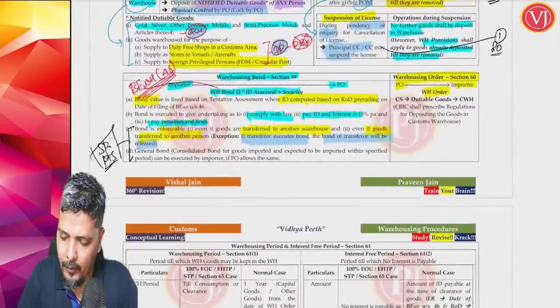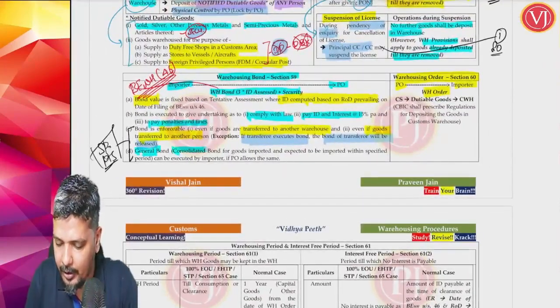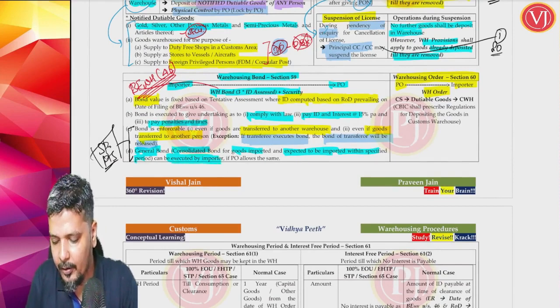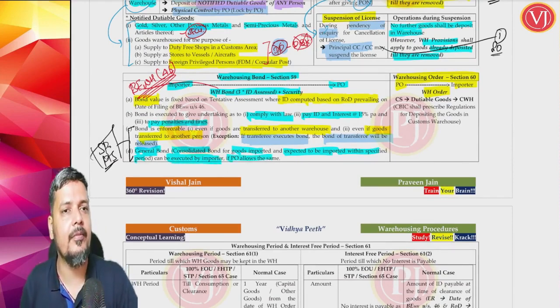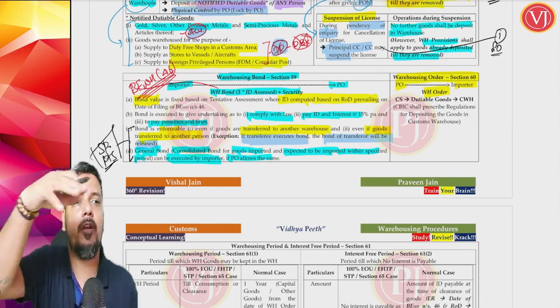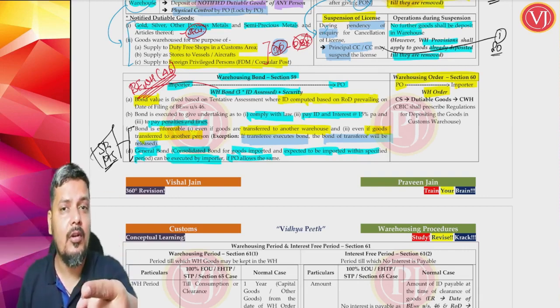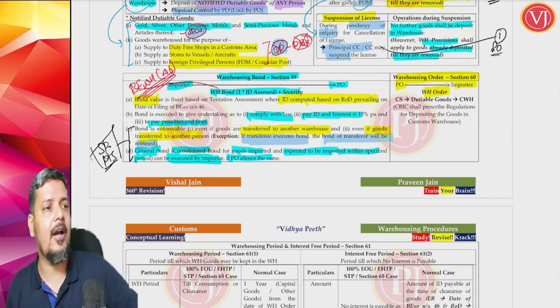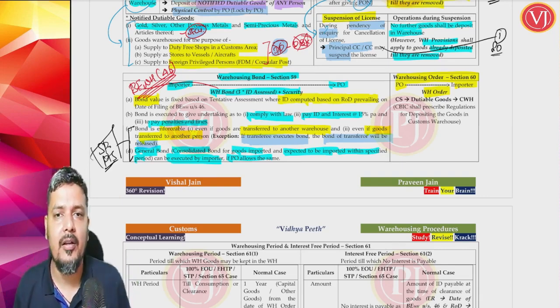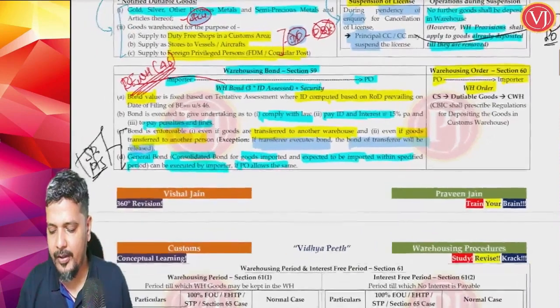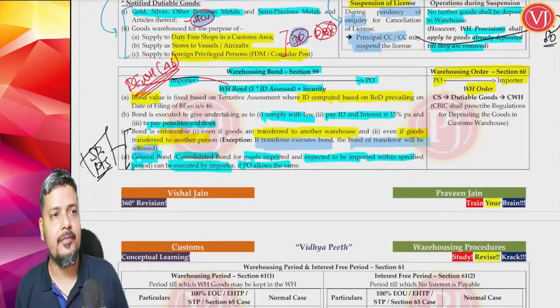Right. So you can go for a general bond, a consolidated bond for the goods which are imported and expected to be imported within a specified period, executed by the importer. If the proper officer allows it, you will tell that next time when I am importing the balance number of units, I will take the goods to the warehouse, but the bond is already given. I will not give a separate bond. That is the reason it is called a general bond.